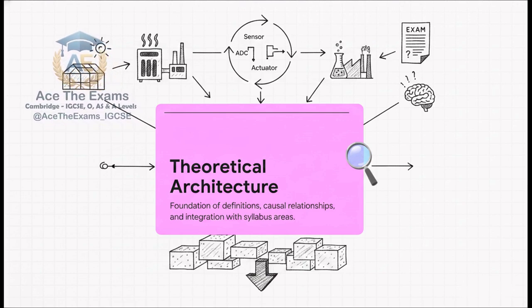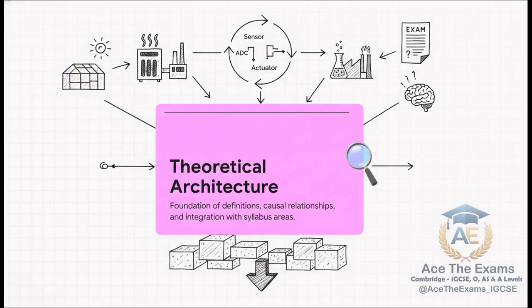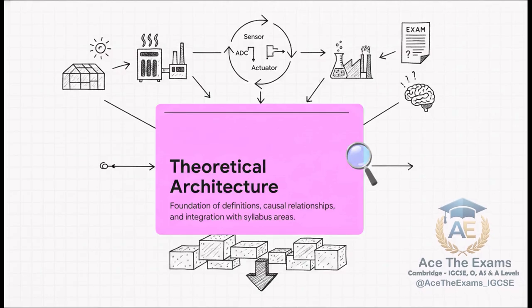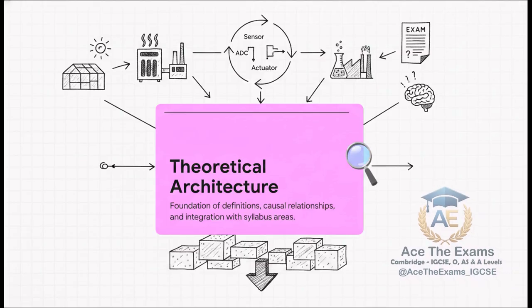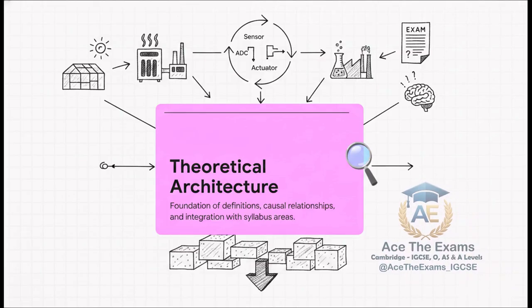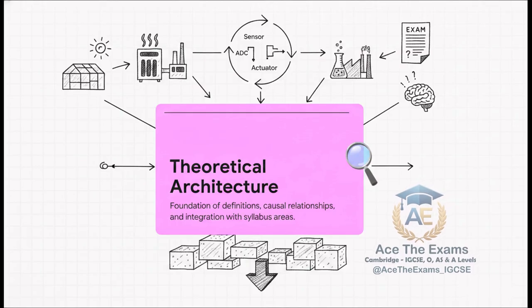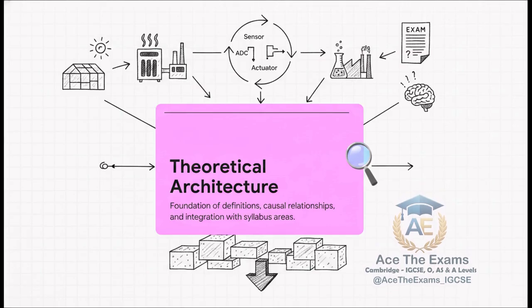If you truly, deeply understand the theoretical architecture of a continuous feedback loop, you instantly know the whole sequence. You know that a sensor gathers analog data from the physical world. You know an ADC converts it to digital so the system can understand it. Then the microprocessor compares that digital data to a preset parameter. And finally, if a specific condition is met, a signal is sent to an actuator to physically change the environment. Boom. Once you grasp this architecture, you can literally conquer any scenario the Cambridge examiners throw your way.